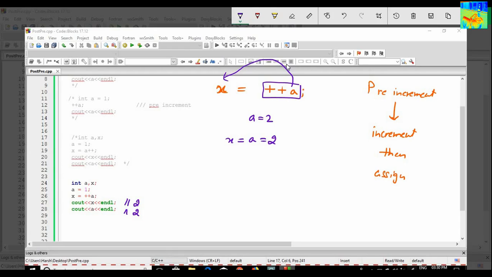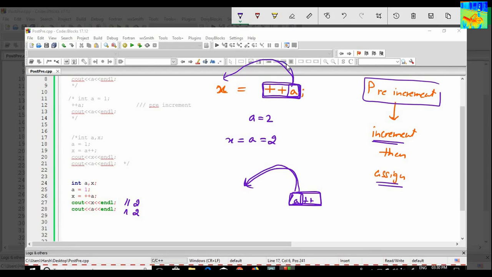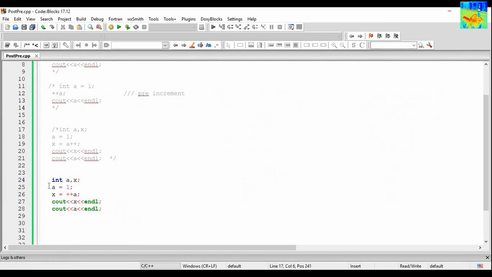So I hope the difference between post and pre-increment is clear. Pre-increment means first you do the increment and then you do the assignment. In case of post-increment, first you assign and then you increment. But in this case, first you do the increment and then you assign. Now the same thing happens with post and pre-decrement as well.